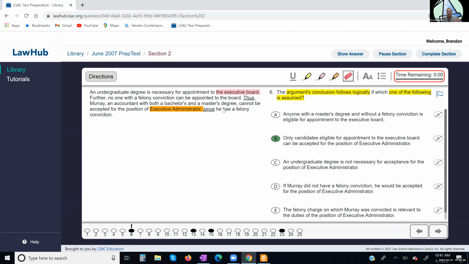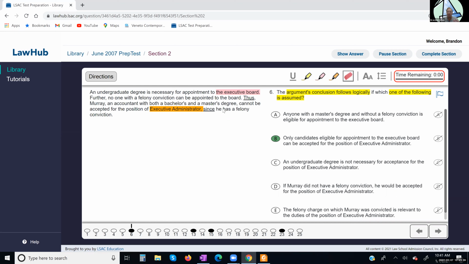That's our jump. Now, at the end of the day, what I was trying to get at earlier is that if you have any evidence about Murray that ties to executive administrator, that we cannot be appointed to executive administrator, that would be acceptable. Okay, we will see that in other questions where they tie other pieces of information, not the ones you're expecting. But realize that the correct answer in a sufficient assumption question has to have information that is on target with that new language of our conclusion.